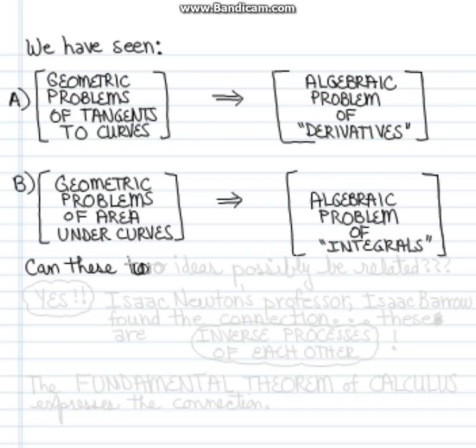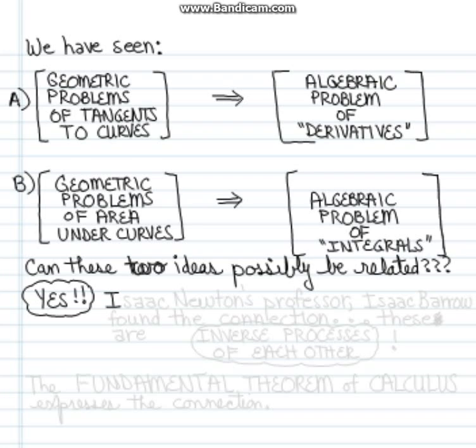So these are two different ideas. A, tangent to a curve. B, area under the curve. Now the question is, can these two ideas, A and B, possibly be related to one another? And the answer is yes.